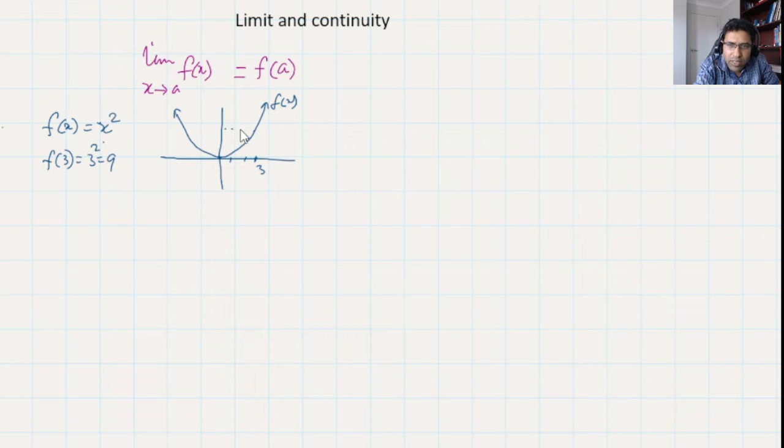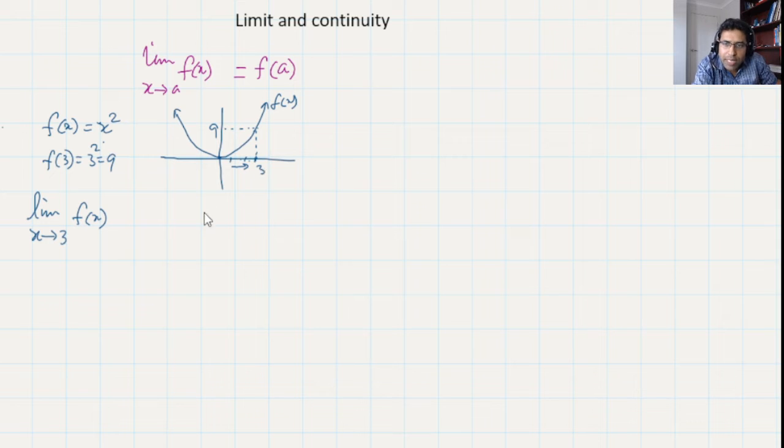So at 3 it would be 9. This is the functional substitution. But when I say the limit of f(x) as x approaches 3, what does it mean? It means x is going towards 3. So you are going from 2, 2.5, 2.99, 2.99999. You are going very close to 3.